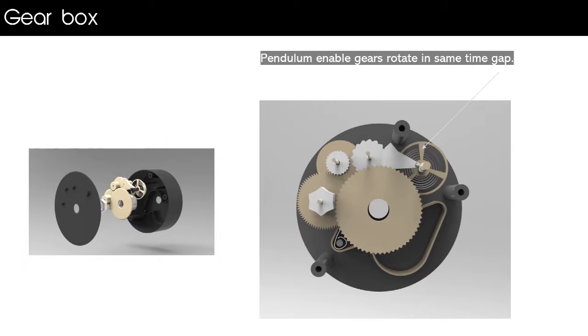Next, I will talk about the gearbox. Gears are made of nylon with injection molding, and the number of gear teeth is specifically calculated to make sure that the rod can rotate 101 minutes in 101 degrees. Also, springs are added. They need to be strong enough to control the rod. And the pendulum here is used to make sure gears rotate in the same time gap.